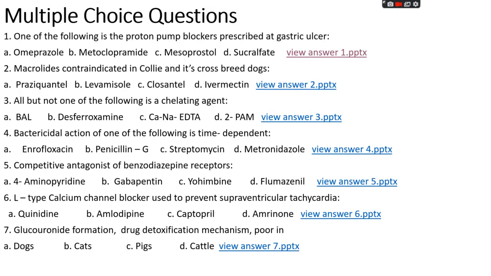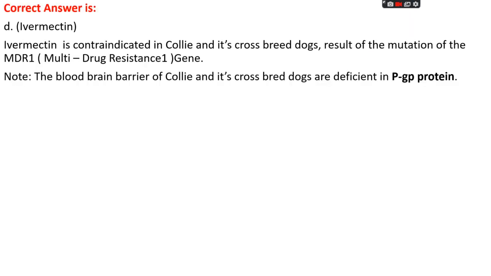Question number two: which macrolide is contraindicated in collie and its crossbreed dogs? Option A, praziquantel. Option B, levamisole. Option C, closantel. Option D, ivermectin. The right answer is option D, ivermectin. Ivermectin is a macrolide which is contraindicated in collie breeds and crossbreed dogs, as a result of a mutation of the multi-drug resistance 1 gene. Note that the blood-brain barrier of collies and their crossbreed dogs is deficient in P-glycoprotein.